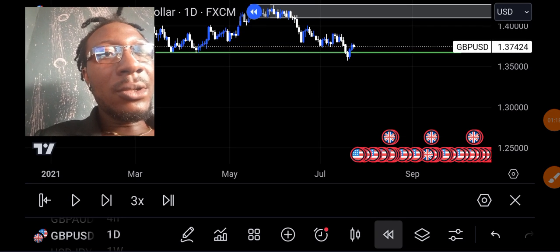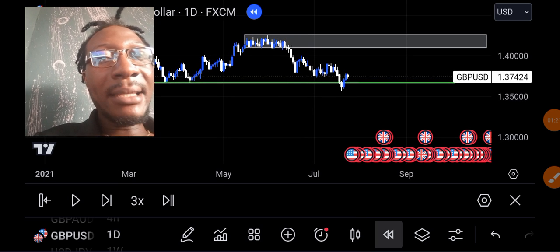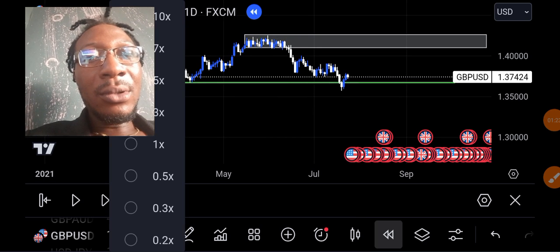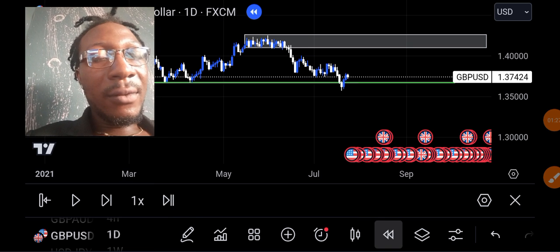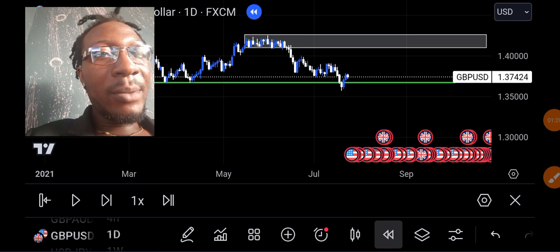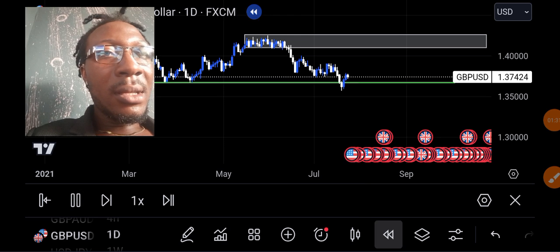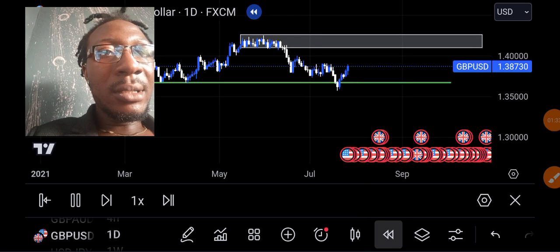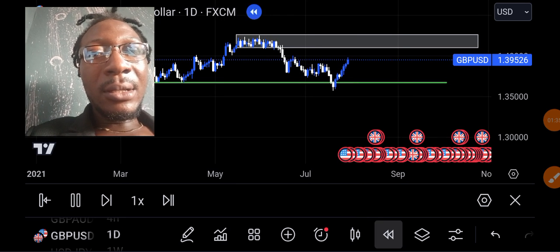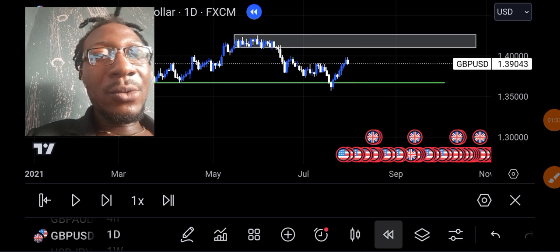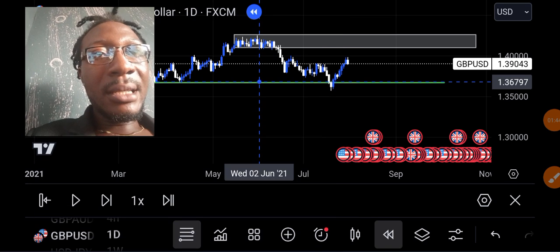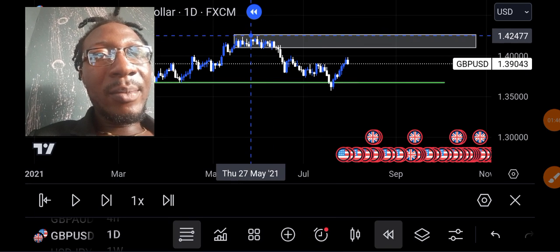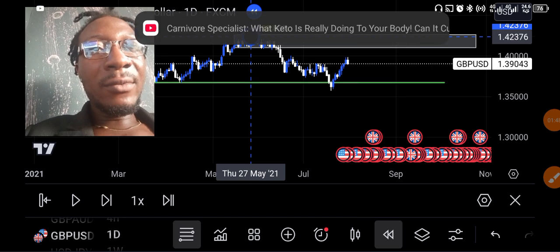Awesome. So looking at the daily time frame, price is getting into our zone, so we reduce the speed of our bar, and then we play it to see how it works. Okay, so we stop here. What do we do? We take our Fibonacci. Anywhere between 50% and 61.8, we start looking for entries.